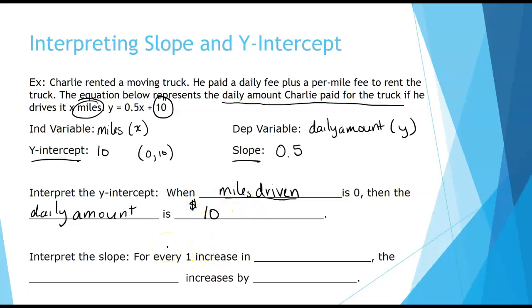So what that means is if I were to go in and rent the truck, I drive it 0 miles, I'm still going to have to pay $10 per day. That's my interpretation for the y-intercept.